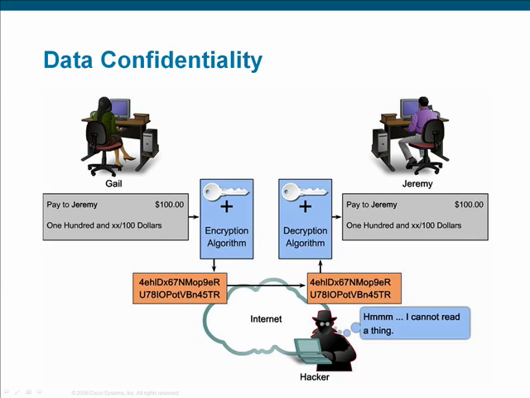Data confidentiality measures protect data from eavesdroppers. Encryption algorithms are used to transform message text into an unreadable string. Only the sender and receiver know the method used to encrypt the text. Even if the encrypted message were intercepted, it would be unreadable to the attacker.